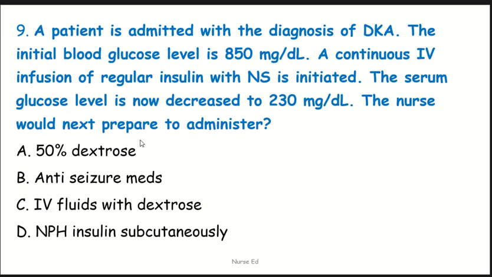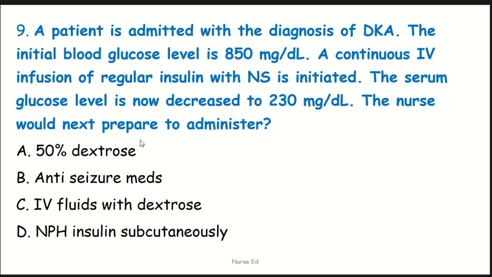Question number 9. A patient is admitted with the diagnosis of DKA, diabetic ketoacidosis. The initial blood glucose level is 850 milligram per deciliter. A continuous IV infusion of regular insulin with normal saline is initiated. The serum glucose level is now decreased to 230 milligram per deciliter. The nurse would next prepare to administer: option A, 50% dextrose. Option B, anti-seizure medicines. Option C, IV fluids with dextrose. Option D, NPH insulin subcutaneously.